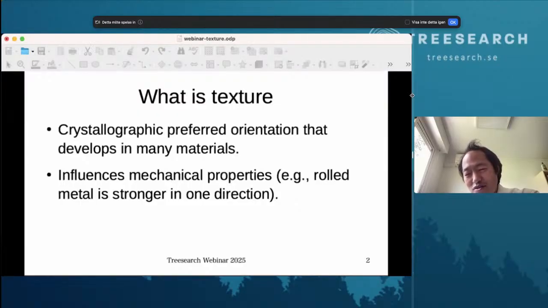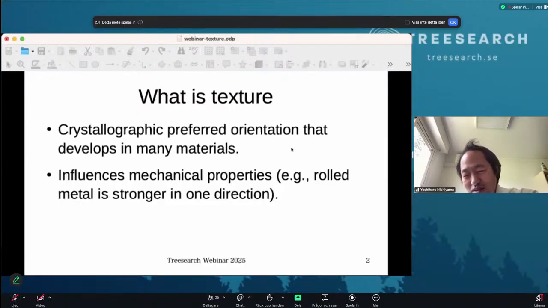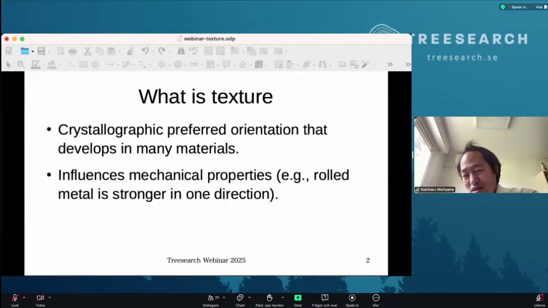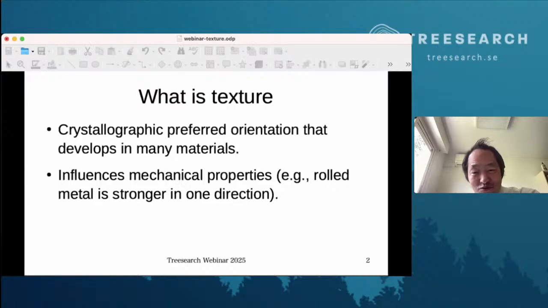Actually, it's very rare to have a material that has no texture. It's very difficult to have a material that is not textured, especially when it's cellulose-based. And this is an extract from ChatGPT's answers, but it influences mechanical properties. Typically, for example, if you have a rolled metal, then it's stronger in this direction. In the case of cellulose, it is influencing swelling properties and, of course, all kinds of mechanical properties. So texture is very important.